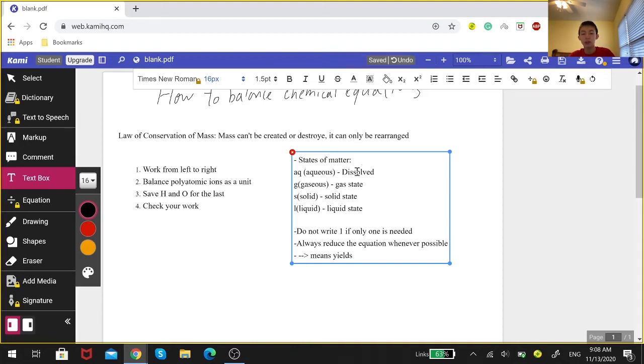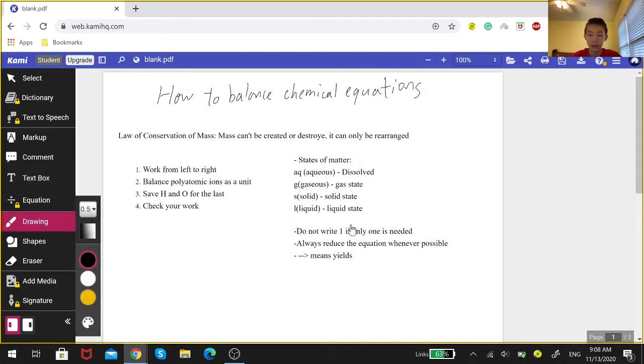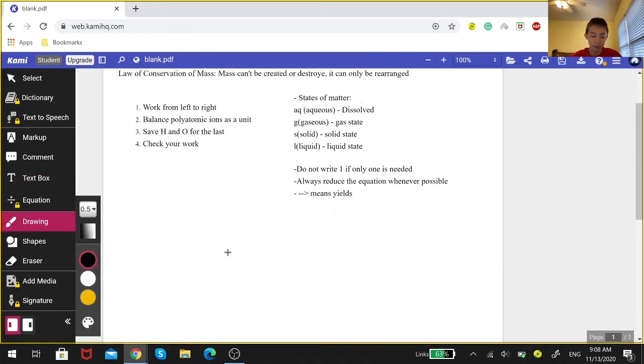Right now we don't know how to find if a compound or substance is aqueous, gas, solid, or liquid. We'll do that in Unit 6. Right now all you need to know is that a solid by itself is always solid, a gas by itself is always gas, and everything else should be given to you. If it's not given to you, then you probably won't need it. Okay, let's do an example here.